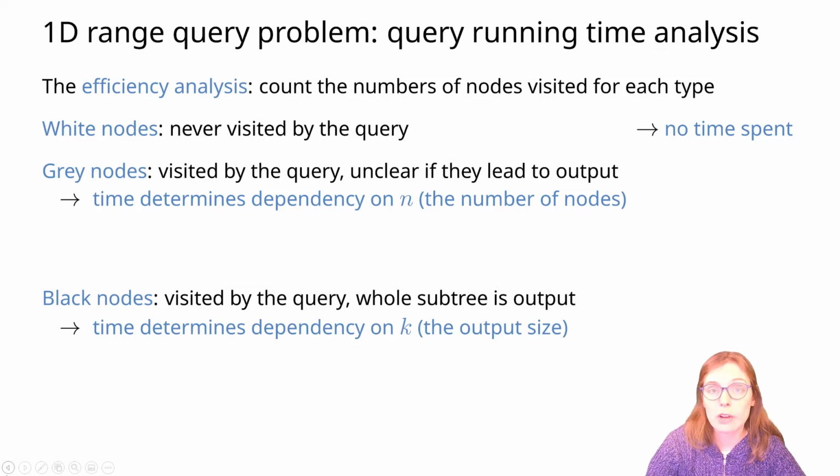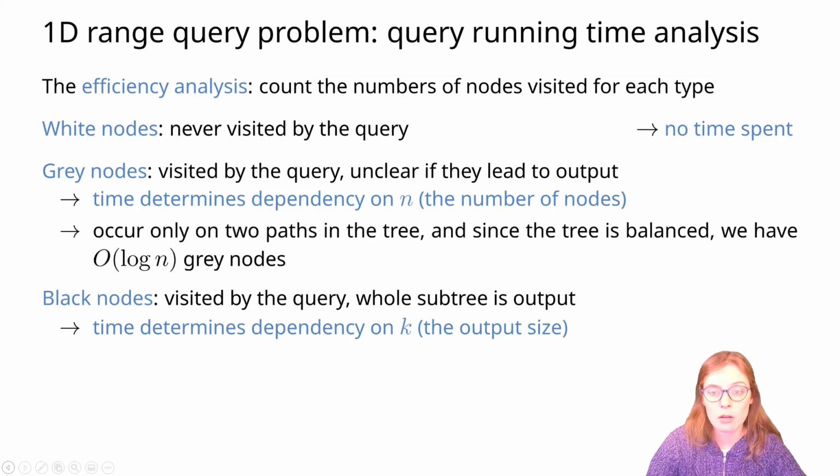So the number of gray nodes will depend on n, the number of input points, and the number of black nodes will depend on k, the output size. So here we will give the running time in terms of n, the size of the input, but also in terms of k, the size of the output. The gray nodes only appear on 2 search paths, and if our tree is balanced, we know that the number of gray nodes will be logarithmic.